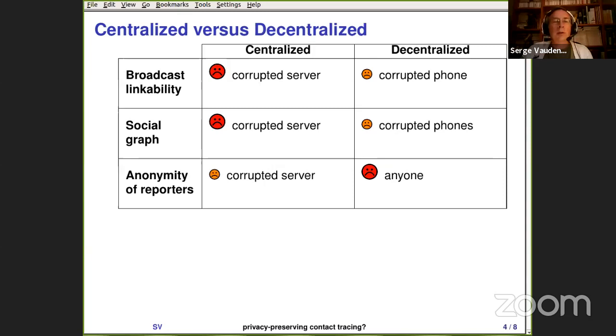You also have the problem of the anonymity of people who report. As we have seen yesterday, there is no anonymity in decentralized systems. Anyone can de-anonymize people who report as long as they have seen this person before. And for centralized systems, similar things happen, only with a server. A corrupted server can, of course, de-anonymize people who report.